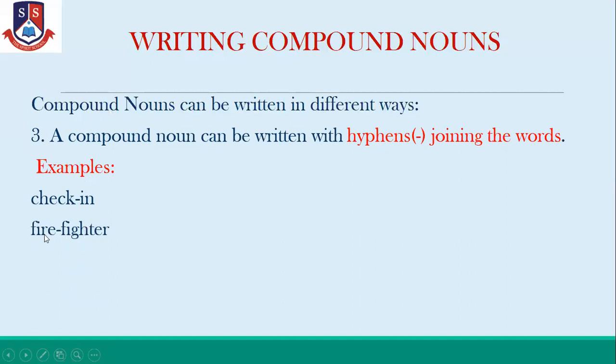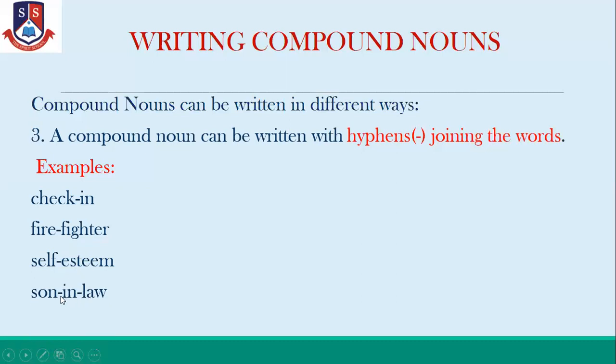Firefighter, right? Fire hyphen fighter. The two words are there, and between them there is no space, but a hyphen is there. It is also a compound noun type of writing them. Then is self-esteem. Self hyphen esteem. One word hyphen another word, right? This hyphen sign is showing that it is also joining these two words, right? And it is making a compound noun.